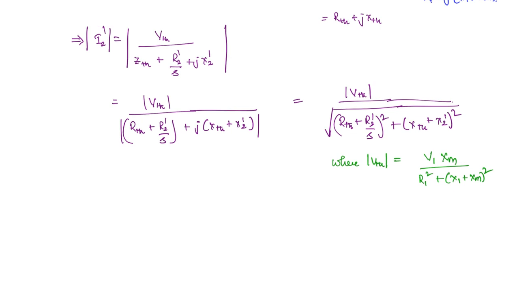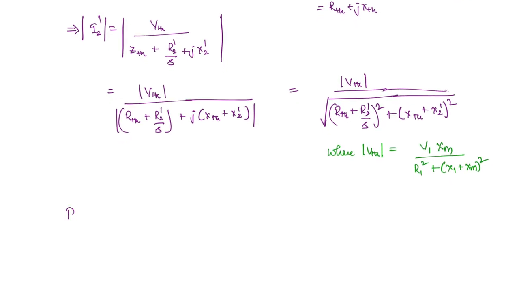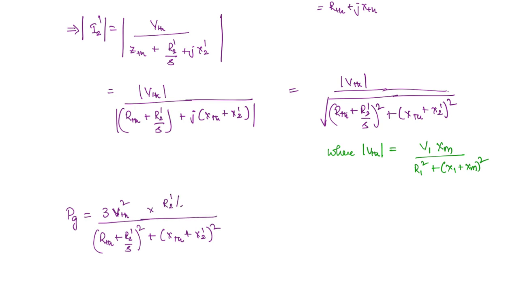Once you have found the magnitude of the current, you can find the air gap power. This is equal to 3 times I2' whole square, so this is going to be VTH whole square, where VTH means the magnitude only, divided by (RTH plus R2'/S) whole square plus (XTH plus X2') whole square, into R2'/S. This is how you get the air gap power in terms of the speed.